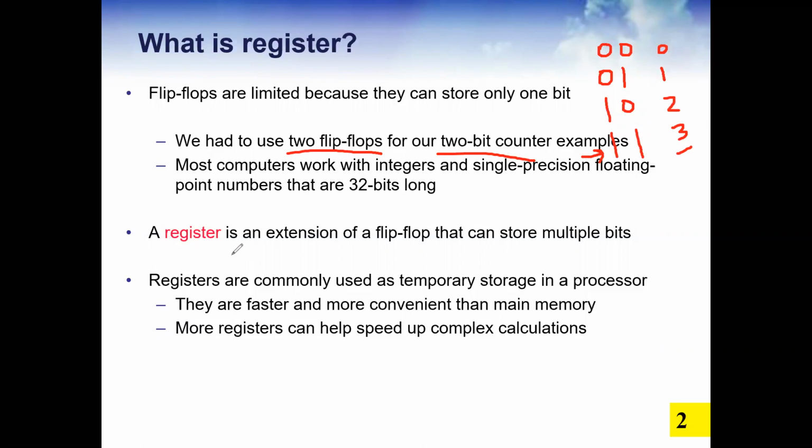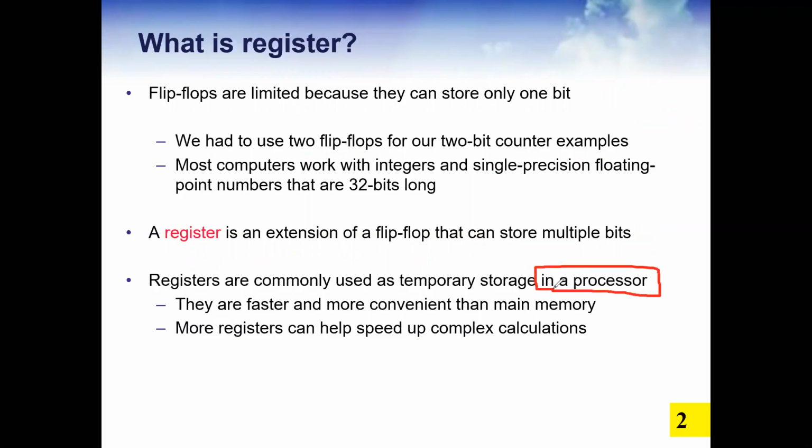So a register is an extension of a flip-flop that can store multiple bits. Registers are commonly used as temporary storage in the processor. They are inside the processor chip itself, so that the processor can temporarily store data in the register, and read or write fast because it is near the processor. They are very fast, so the processor can quickly access the data.